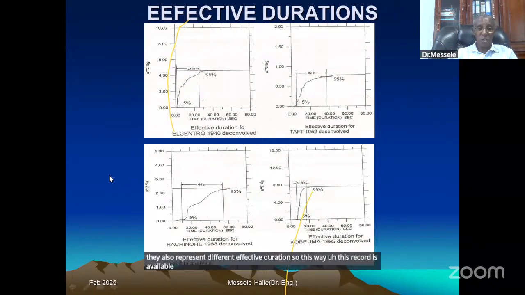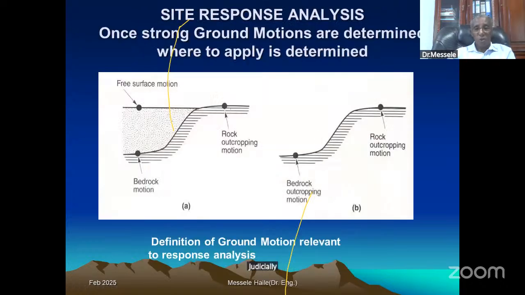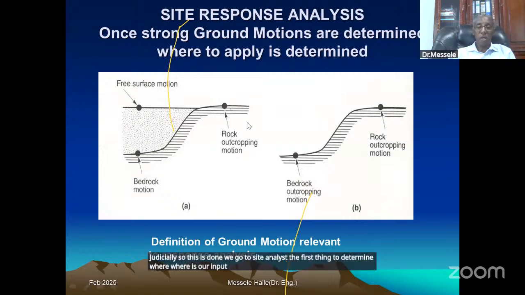So this way, this record is available. I can upload it. The deconvolved ones, you don't have to go through deconvolving. I'll submit them to the association, so Engineer Emmanuel, anybody can use them judiciously. Then we go to site analysis. The first thing is to determine where our input is. For example, if our structure of interest is here, we have to input the ground motion, the deconvolved ones, with the peak acceleration adjusted, peak velocity or peak displacement, at the bedrock. So this is one we have to locate.